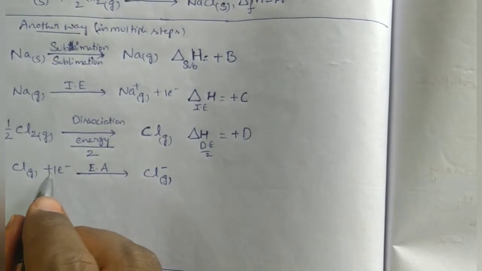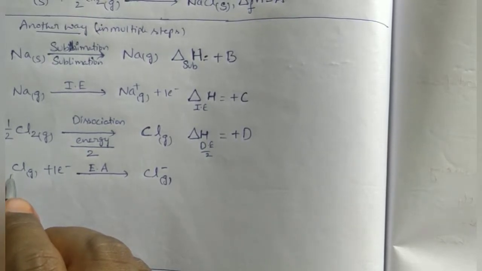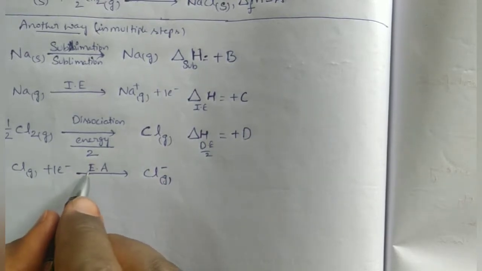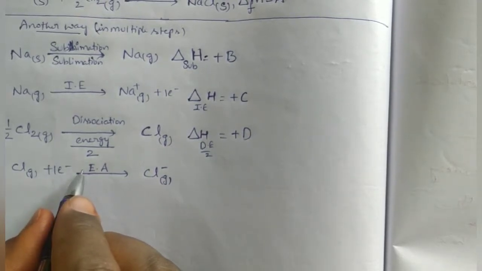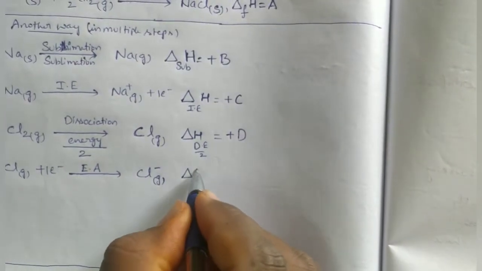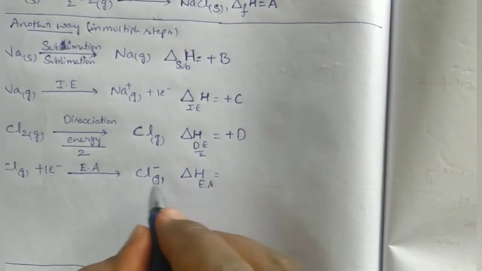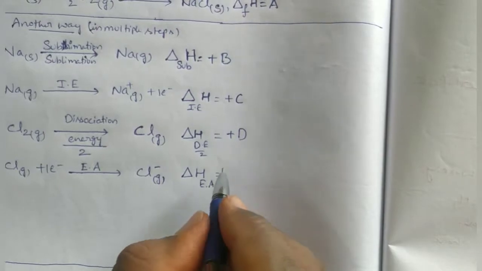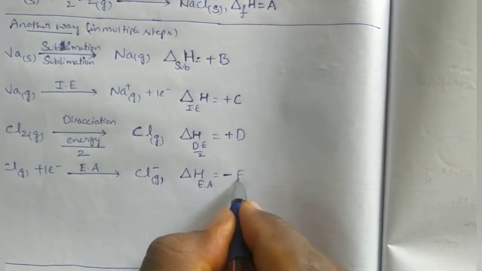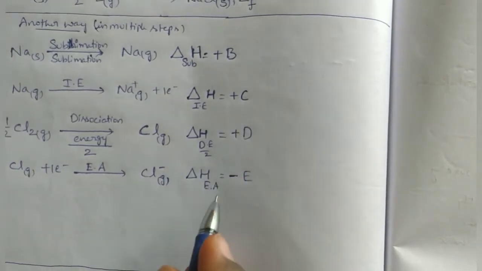The amount of energy released when 1 electron is added to the neutral isolated gaseous atom is called electron gain enthalpy or electron affinity. In periodic classification already we have seen, remember the definition. Then delta H EA, electron affinity, is equal to, here energy will be released, minus E. A, B, C, D, E.